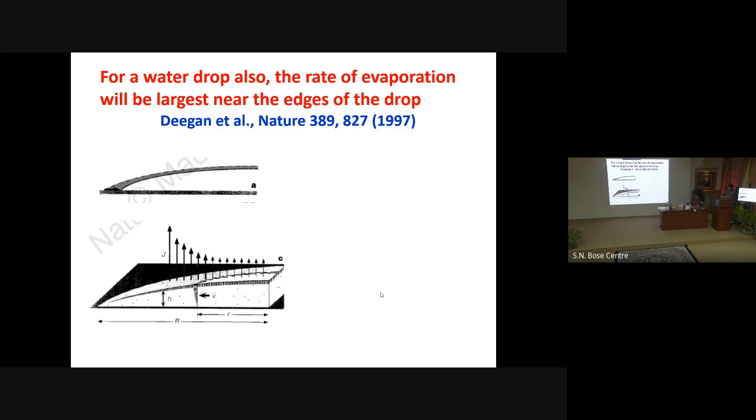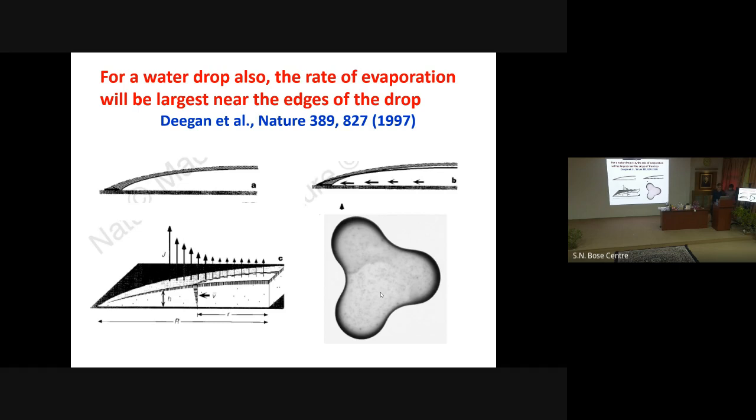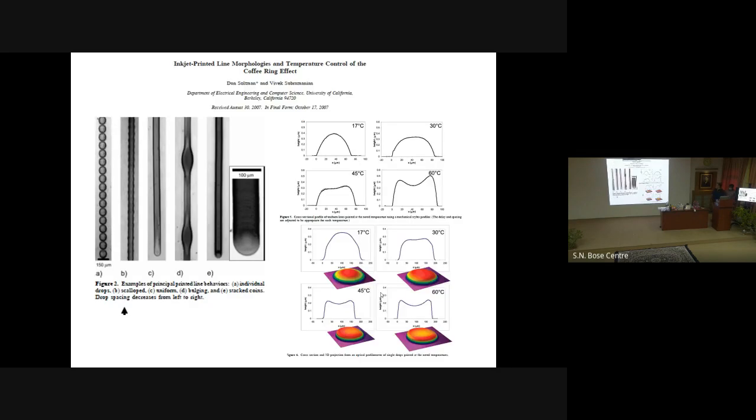Okay, this was a Nature article, and you can see the importance. Why was it so? Because it's technologically very important. So you see this water going out and making this coffee ring. Now I want you to see the title of this paper: Inkjet printed line morphologies and temperature control of coffee ring effect. This is just to show how important this phenomenon is technologically, right? So with temperature, you can see the uniformity coming, and so forth. Okay.